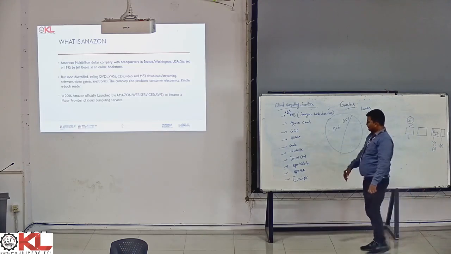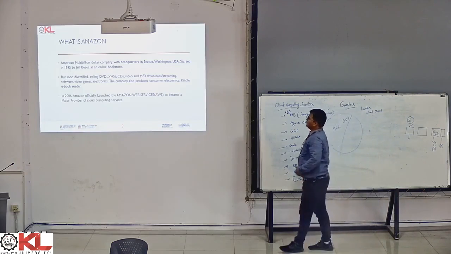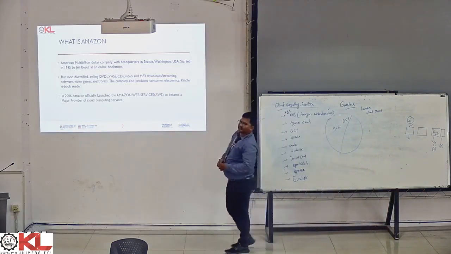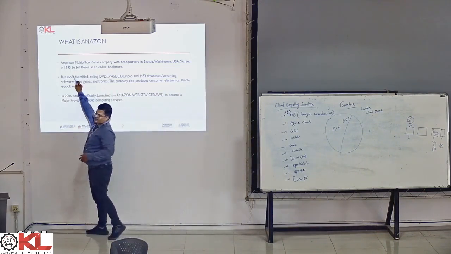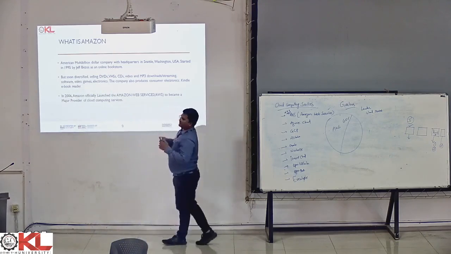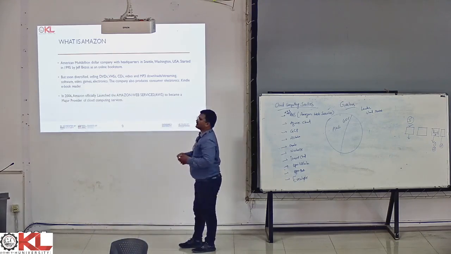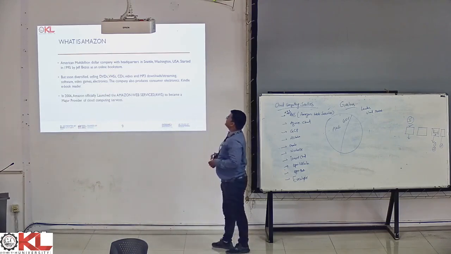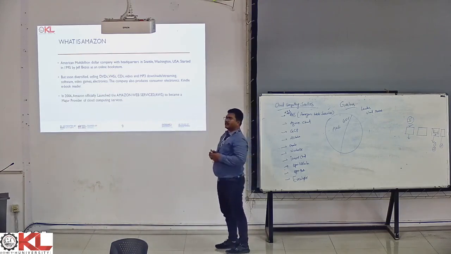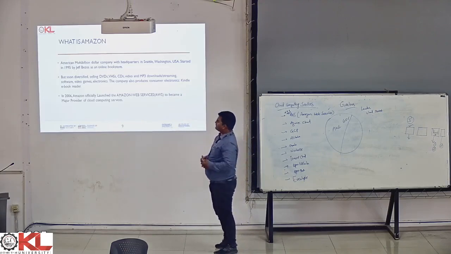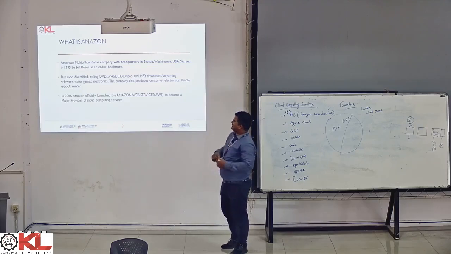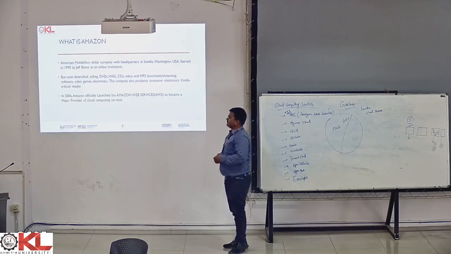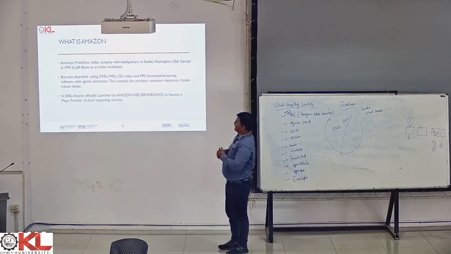Let me show you. Before we go for AWS in detail, first understand who introduced Amazon. Jeff Bezos, in the year 1995. He established it as an American multi-billion-dollar company with headquarters in Seattle, Washington, USA. He started it as an online bookstore. Later, he further extended into digital versatile discs, compact discs, CDs, videos, MP3 downloads, video streaming. Like that, he expanded into video games, electronics, and the Kindle ebook reader.